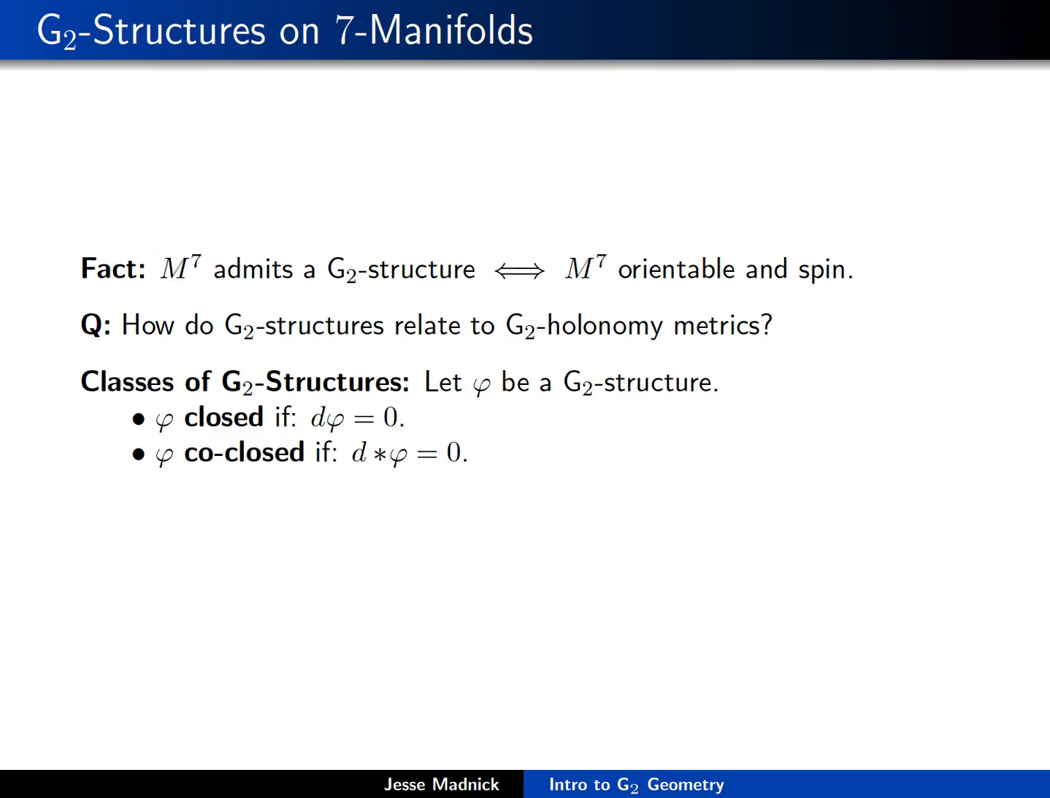So let's say phi is a G2 structure, always on a 7-manifold. Say phi is closed if dφ is 0, and say phi is co-closed if d of star phi is 0. The question of which 7-manifolds admit a closed G2 structure is open.